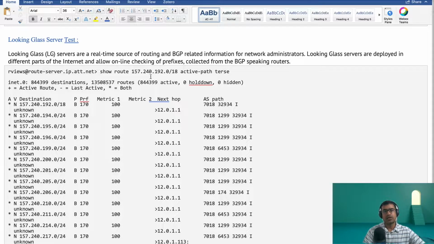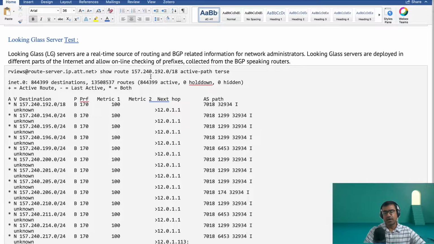Looking glass servers are a real-time source of routing and BGP related information for network administrators. They are deployed in different parts of the internet and allow online checking of prefixes collected from BGP speaking routers. This may not be real time, but pretty much real time, and it's good proof of whether the internet routing table has those routes or not.